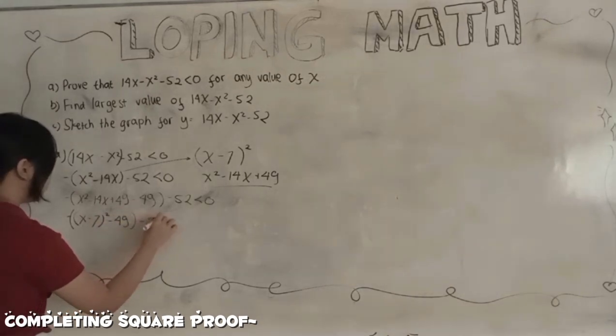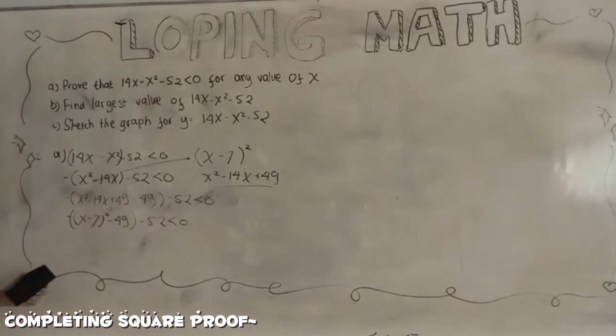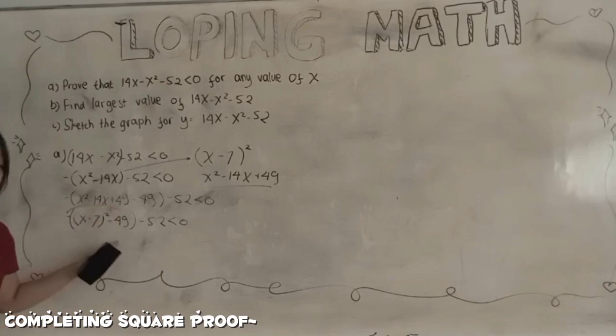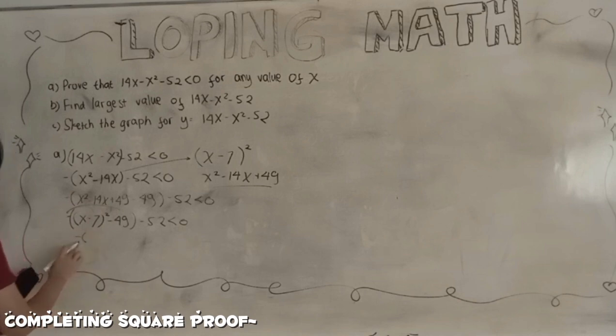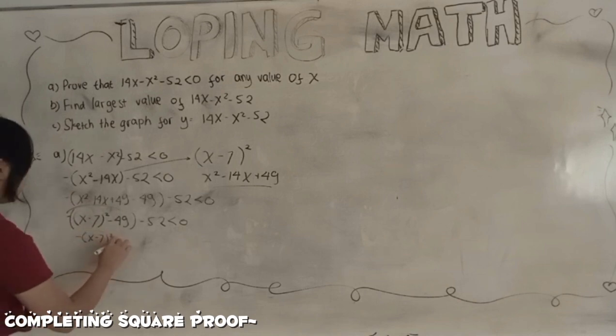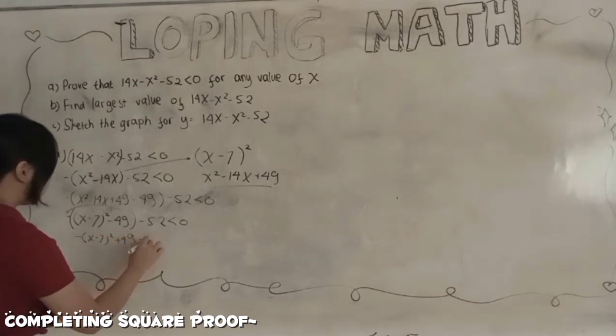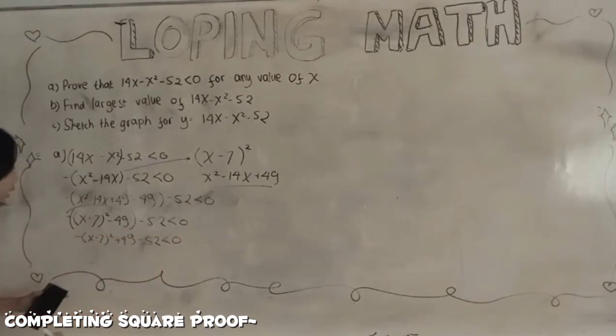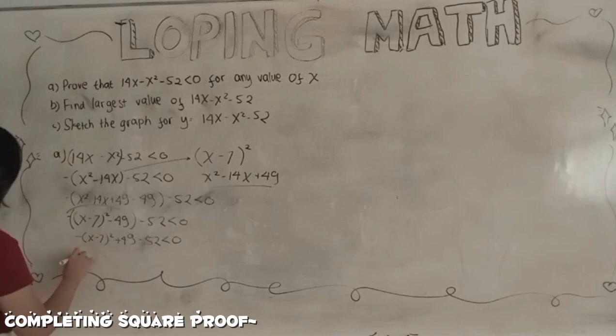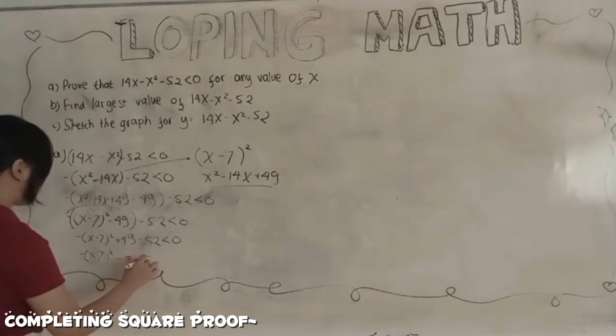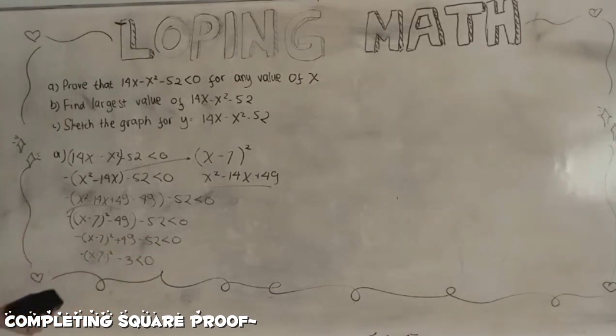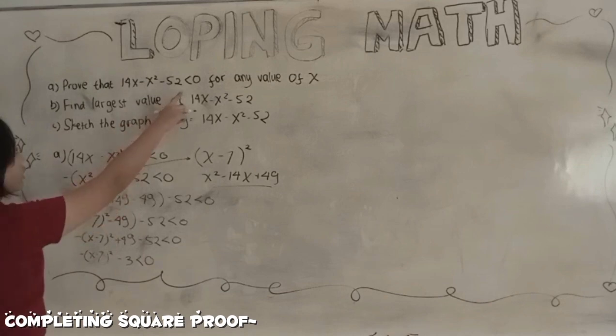49 minus 52 less than 0. Okay, then we simply multiply this minus with this x minus 7 squared and the minus 49. So it will be minus in brackets x minus 7 squared, and minus times minus will be positive. Positive 49 minus 52 less than 0. Okay, then we have to simplify this. 49 minus 52 will be minus 3, right? Less than 0. So how do we prove that this equation is less than 0 for any value of x?